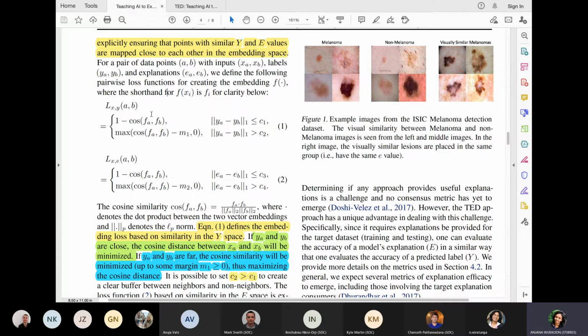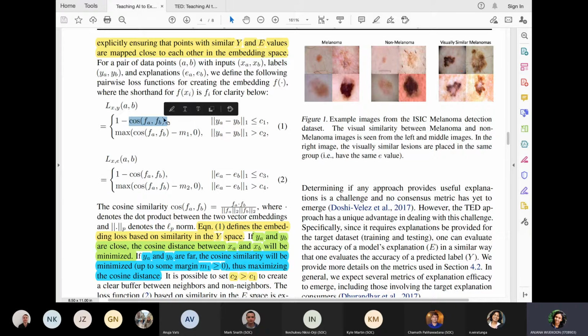Here, the cos refers to the cosine similarity. So you take two embeddings and compute the similarity between those two. If the distance between two labels is less than some distance C, it means that in a regression problem they are close together, and in a classification problem they are the same class. Then what we want to do is minimize the distance between them.